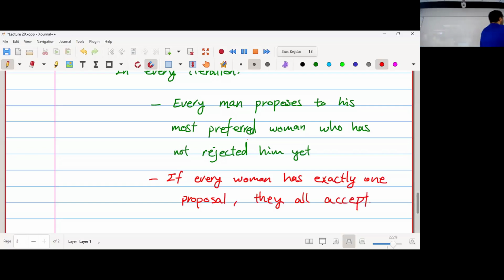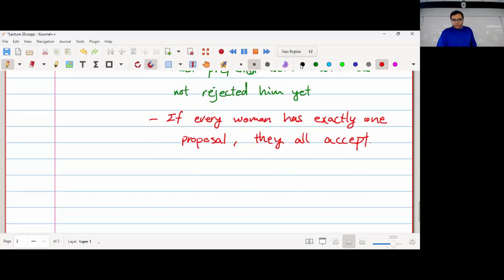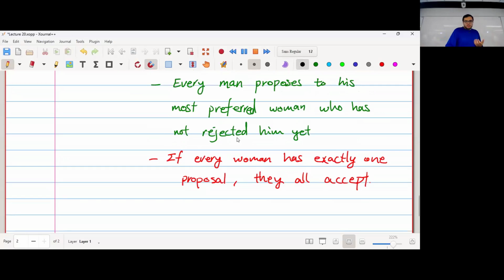Now, we are assuming here that the women are actually collaborating with each other. So this is a global check. We are checking if all the women have each exactly one proposal, then they all accept. Okay. Now, otherwise, if this is not the case, then some women will have 0 proposals and some women will have more than one proposal.